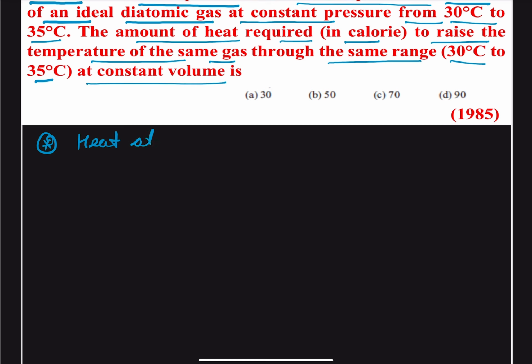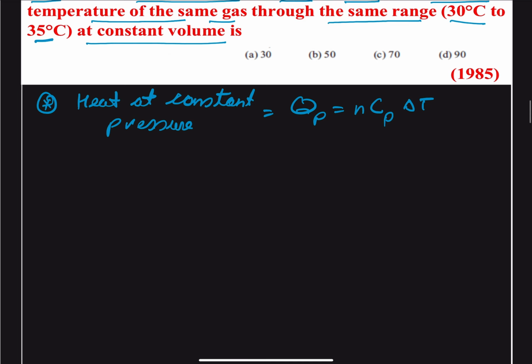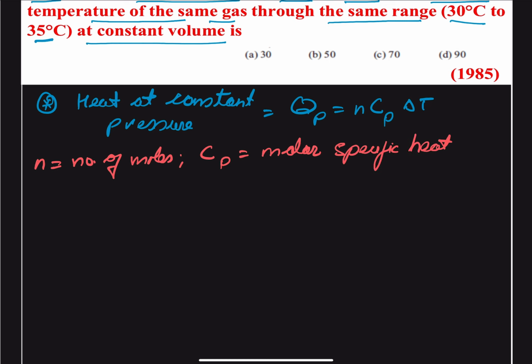Heat at constant pressure. Suppose that is given as Qp, which will equal N multiplied by Cp and delta T, where N is the number of moles, and Cp is molar specific heat at constant pressure.